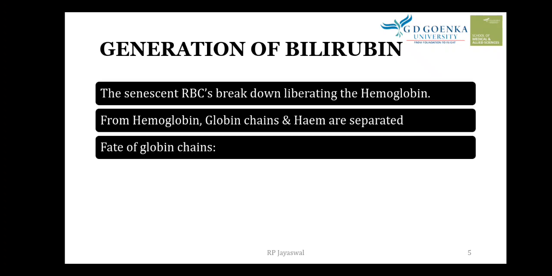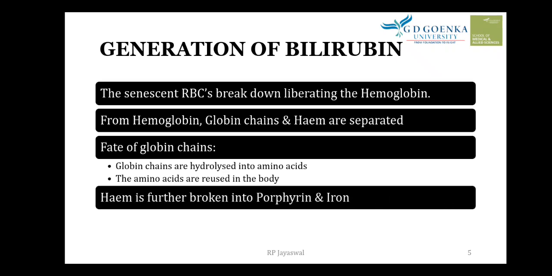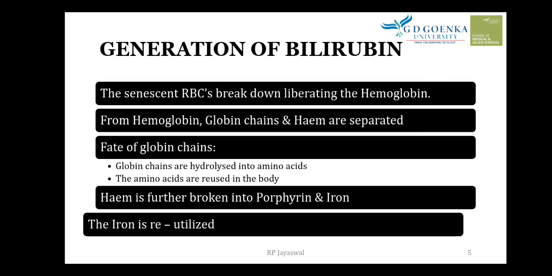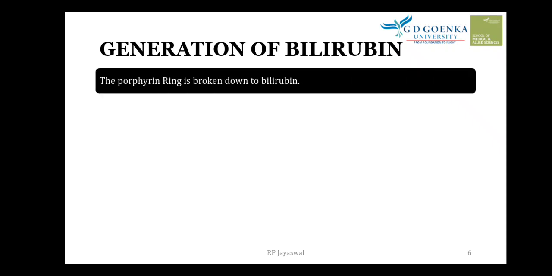Fate of globin chains: what happens with the globin chains? They are hydrolyzed into amino acids, and the amino acids are reused in the body. Now heme is further broken into porphyrin and iron, where the iron is reused by the body, and the porphyrin ring is broken down to release bilirubin.